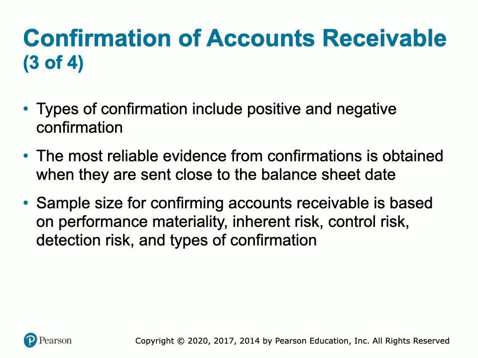And what you'll be doing is a lot more confirmations for negatives because they provide less reliable evidence, right? In a positive confirmation situation, if somebody ignores it, then you're going to do alternative procedures. In a negative confirmation, if somebody ignores the confirmation, you don't know whether they're ignoring it or whether they're not responding because it's correct. And you could make the incorrect assumption.